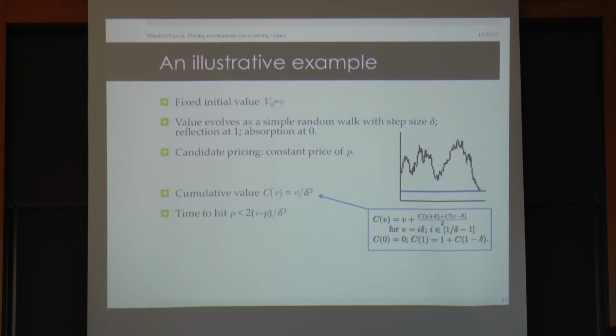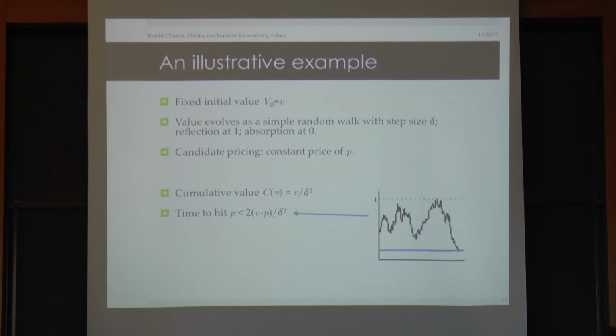Okay, and I won't go over this. But if we pick a price of P, and the starting value is some V, then the amount of time that it takes the walk to get to this P is also about linear in the initial value. Okay, and you can do a standard random walk argument to get that.